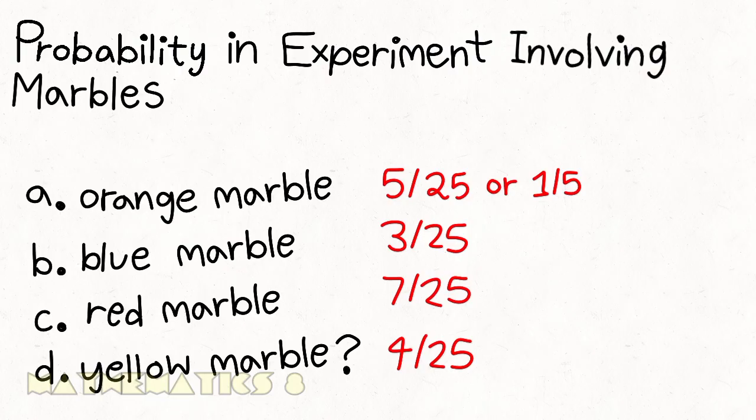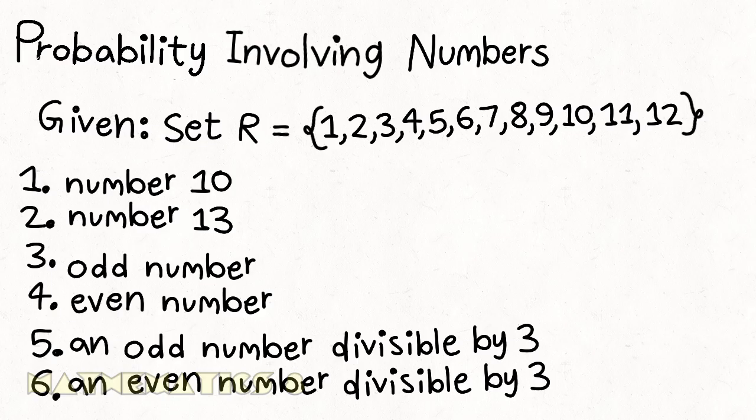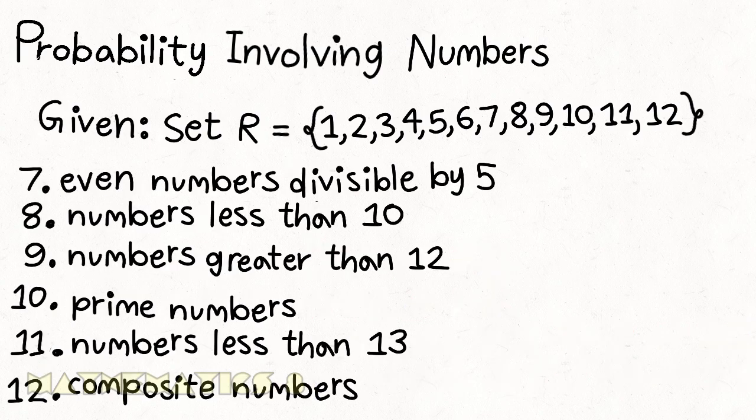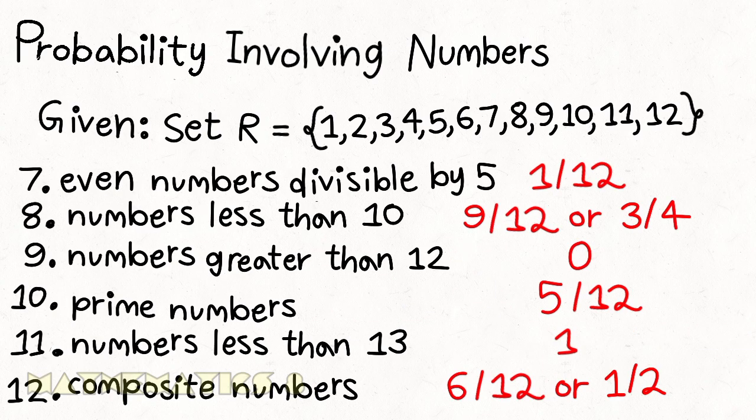Look carefully at the given set. The probability of having number 10, number 13, odd numbers, even numbers, an odd number divisible by 3, an even number divisible by 3, even numbers divisible by 5, numbers less than 10, numbers greater than 12, prime numbers, numbers less than 13, composite numbers.